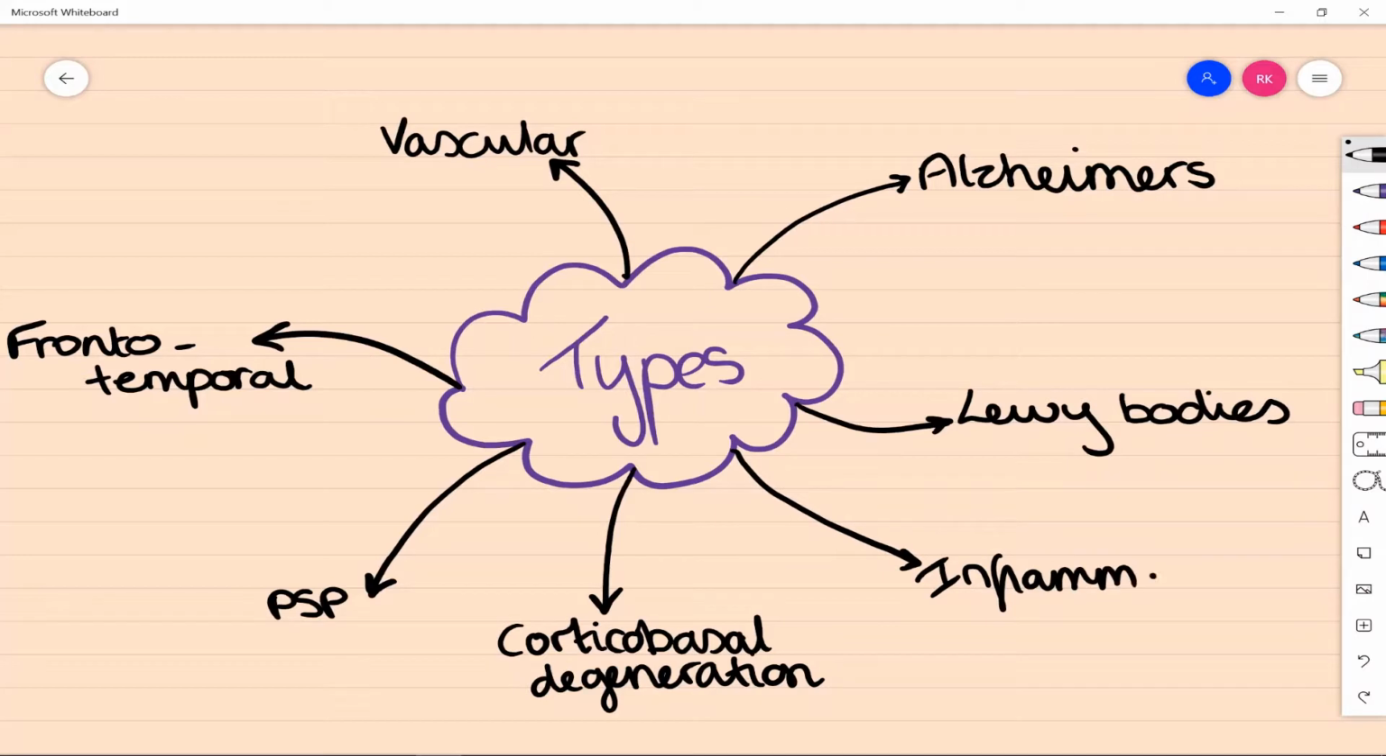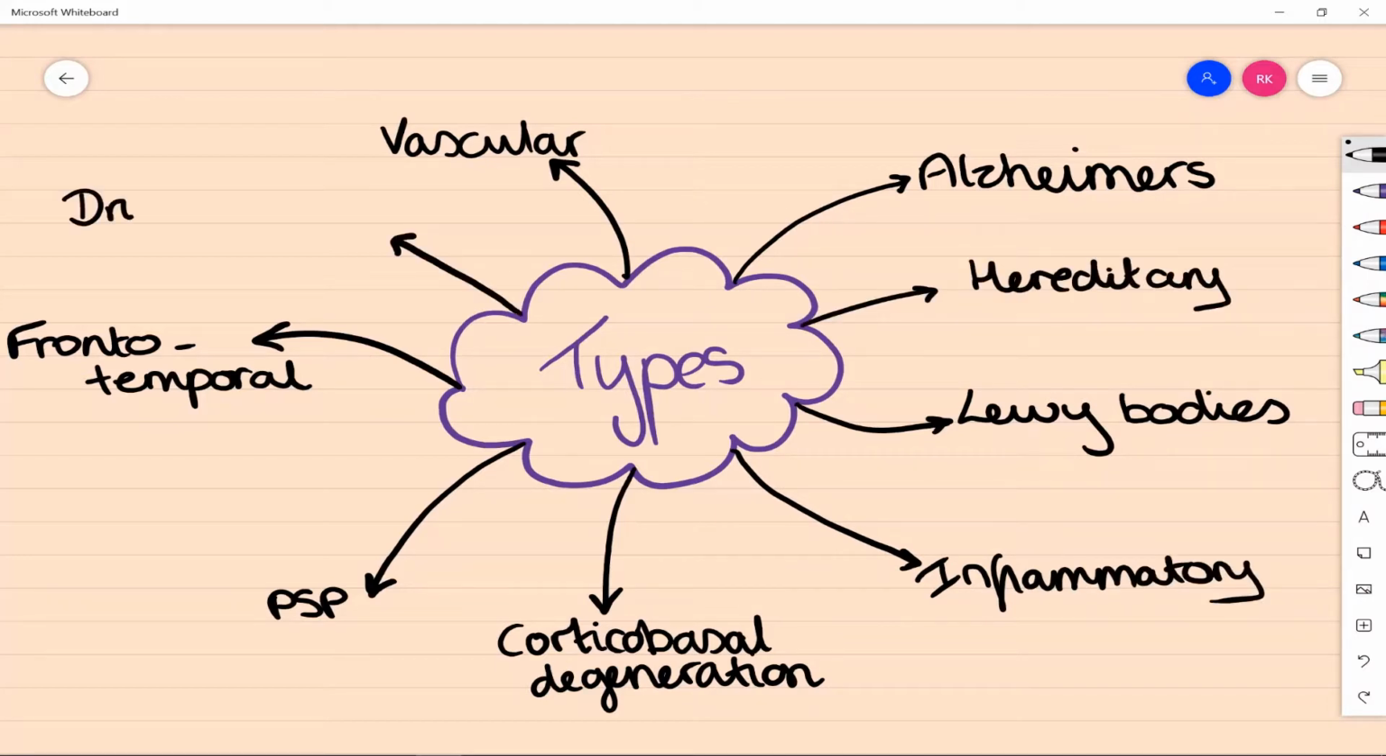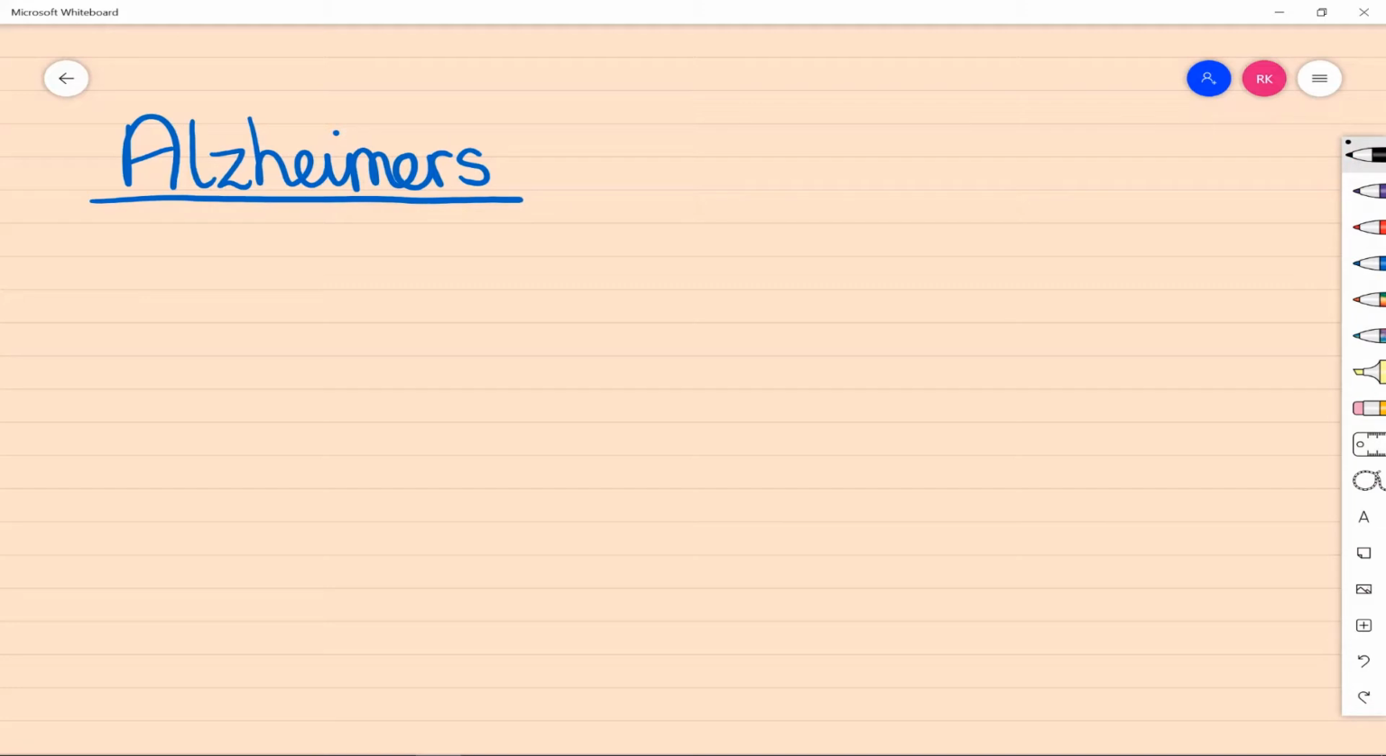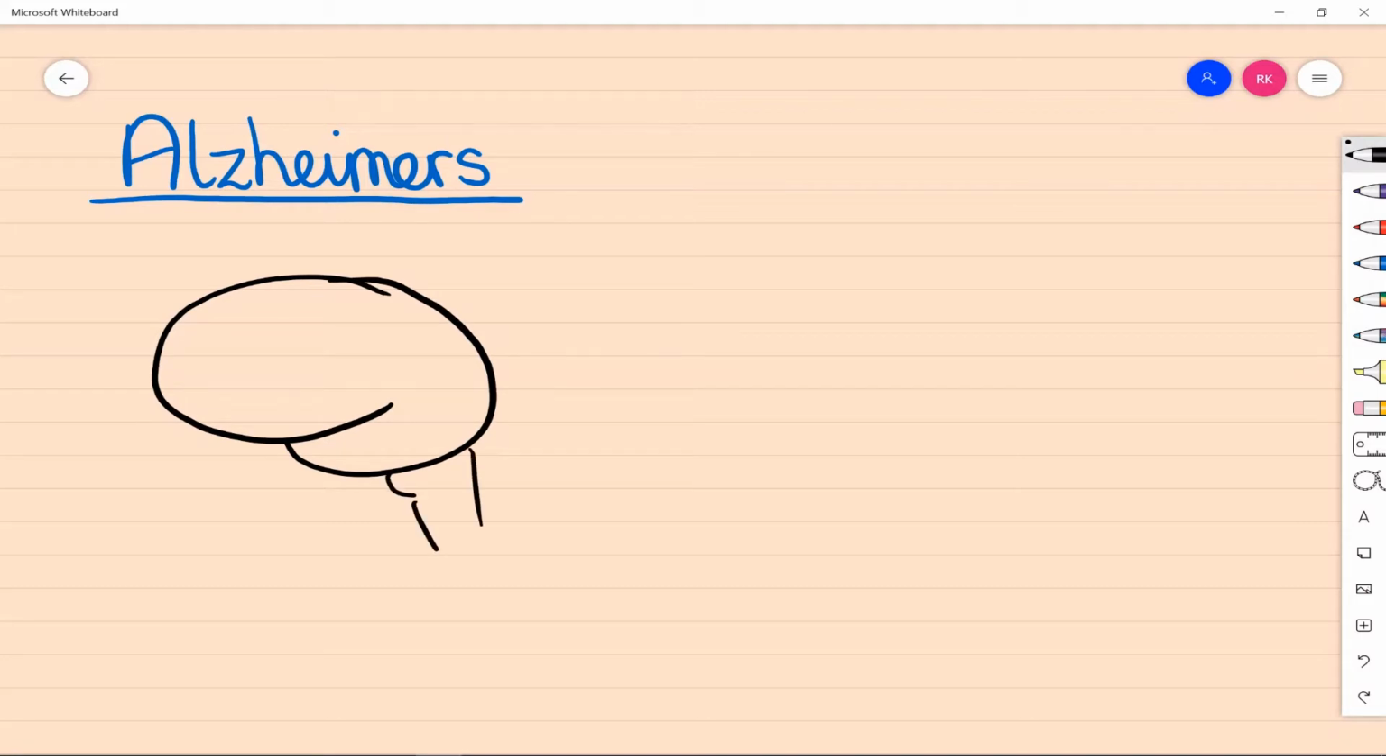Here we've listed Alzheimer's, hereditary problems, Lewy bodies, inflammatory problems, and many more. So Alzheimer's first of all then. This is a problem in which neural connections are lost due to plaques and tangles, which are a result of abnormal protein buildup. This is a progressive problem and you get symptoms of memory impairment which worsen over time.